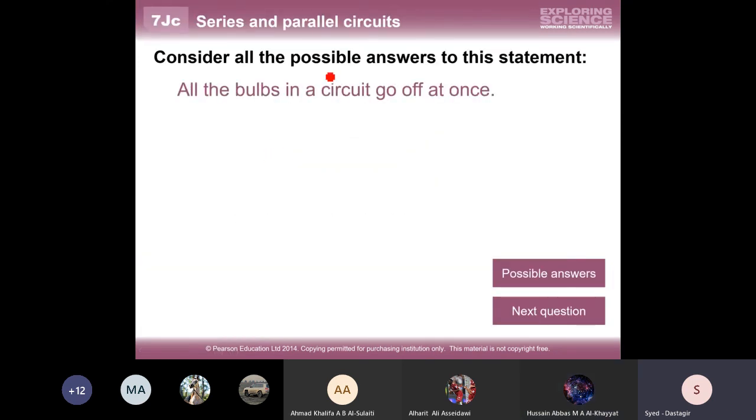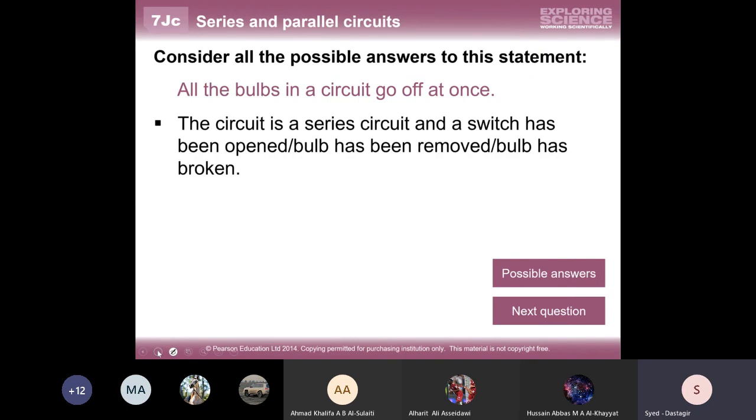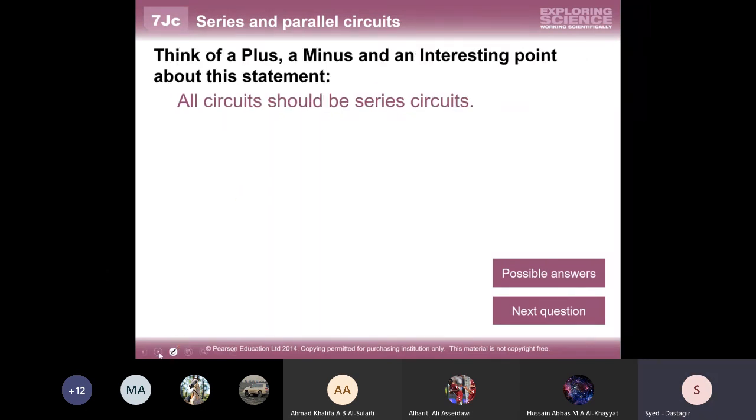Right, so thinking skills. We're going to try and think of all the answers. All the bulbs in the circuit go off at once. So what could it be? It must be a series circuit. Okay, what else? The bulb may have been removed or broken. What about now? All circuits should be series circuits. What do you think about that, Harith?